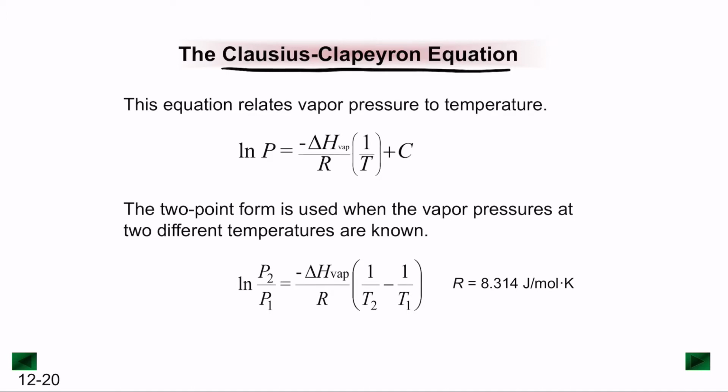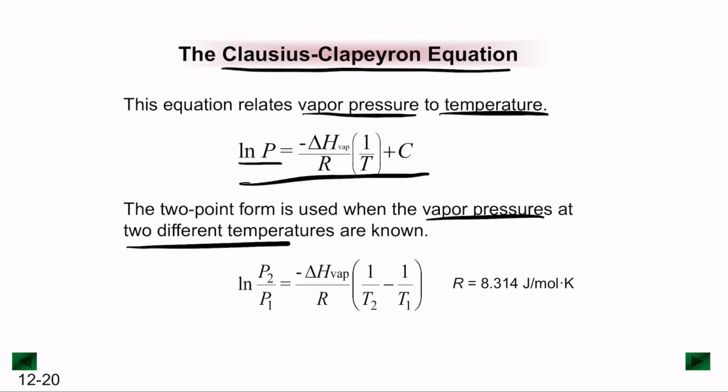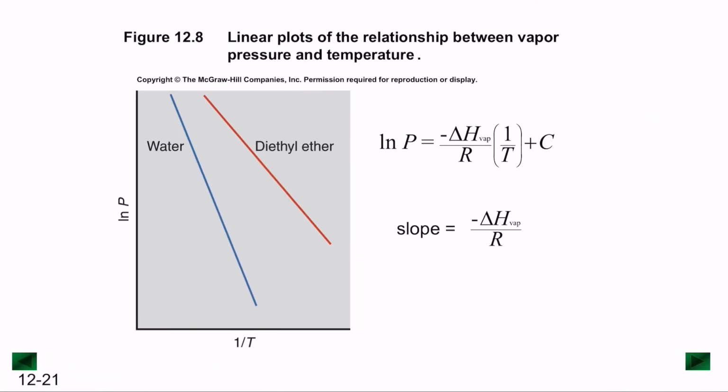So this is the equation that relates the vapor pressure to the temperature. ln P is minus delta H of vaporization by R times 1 by T plus C. The two-point form is the one that is used when you have vapor pressures at two temperatures. ln of P2 by P1 equals minus delta H vaporization by R times 1 by T2 minus 1 by T1, where R is 8.314 joule per mole Kelvin, which is the universal gas constant.